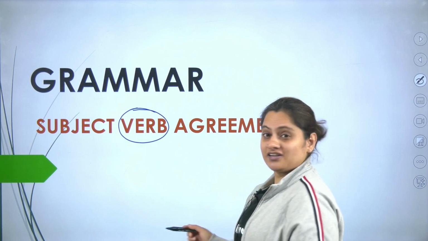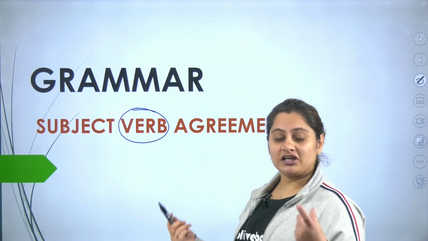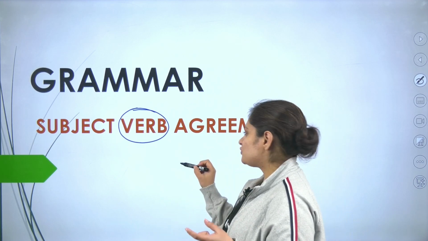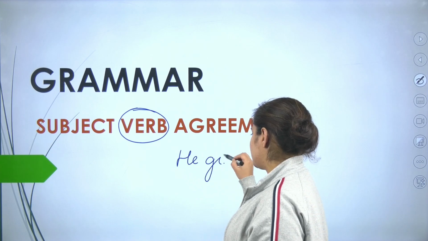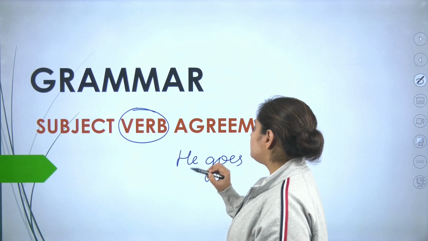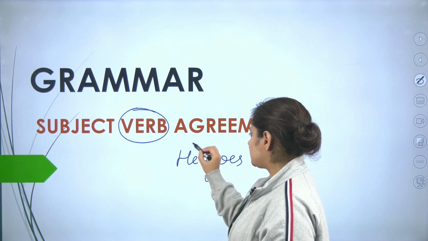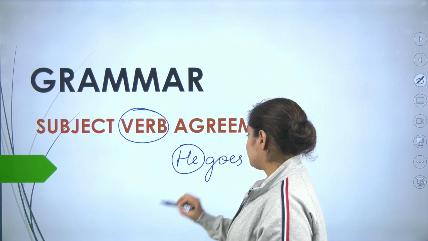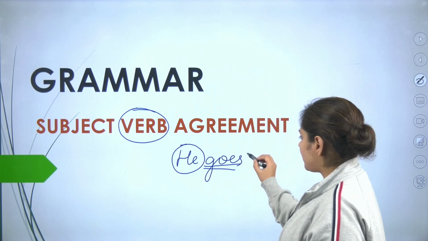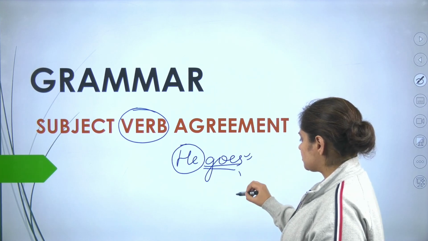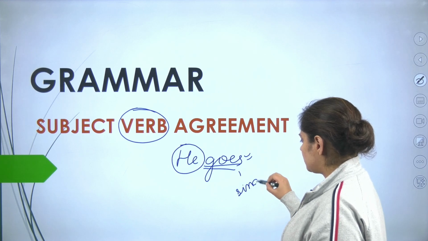Now, English is a funny language. I was just seeing a reel also the other day. So why do they mention he goes? We say I go, they go, but why he goes? Okay, he is singular. Some people do not understand this basic logic that when you put s in a verb, it becomes singular verb. So goes is a singular verb.